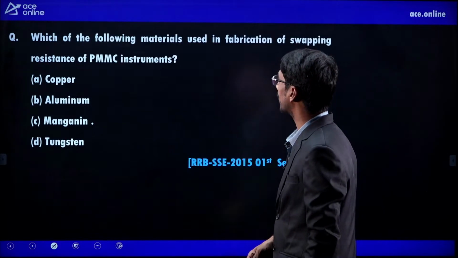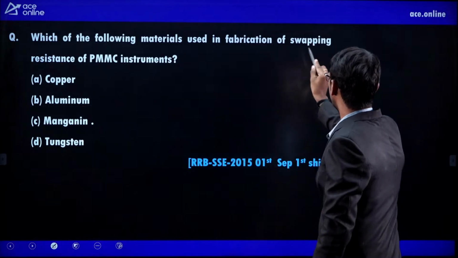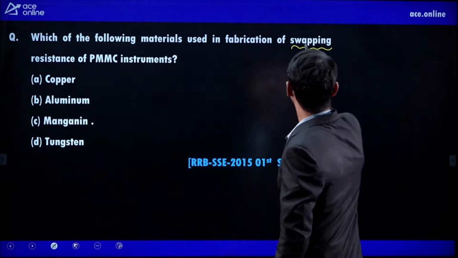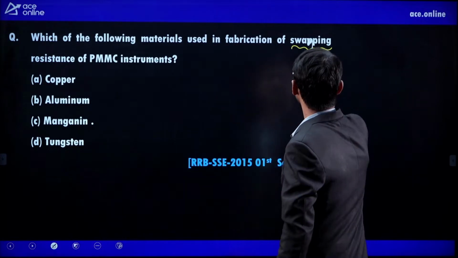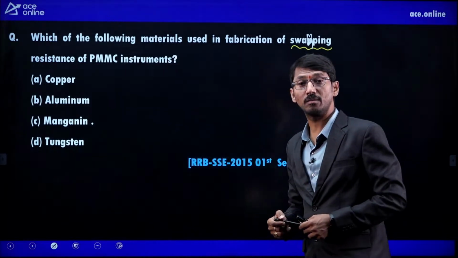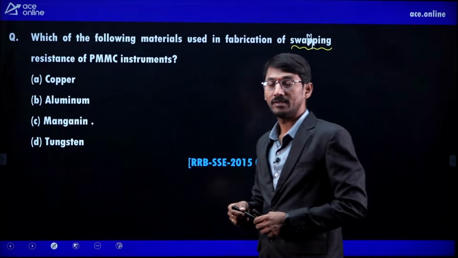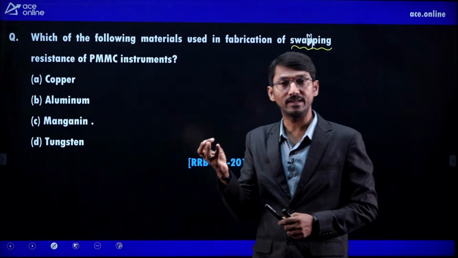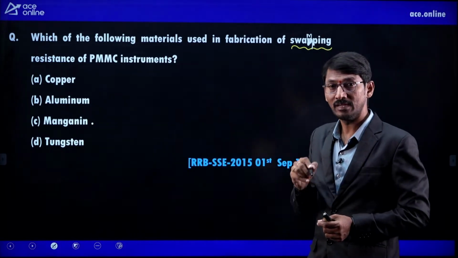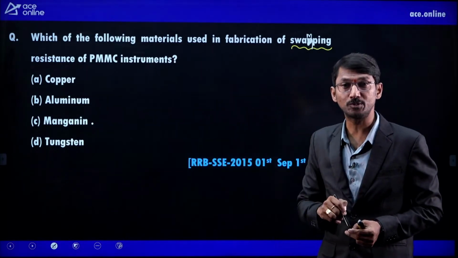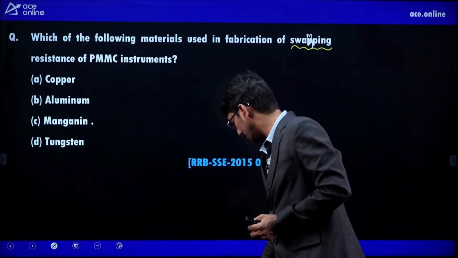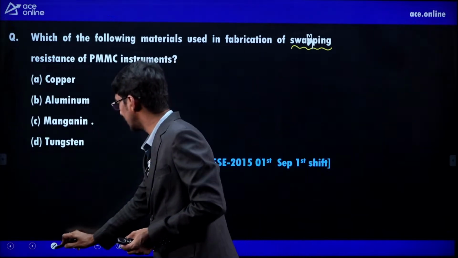Next one. Which of the following materials is used in fabrication of swamping resistor? Swamping resistors are made up of dash material. The extension of range of ammeter or voltmeter is done by shunts and multipliers respectively, and generally those are made up of which material? Anyone? Right, very good. What is the answer?